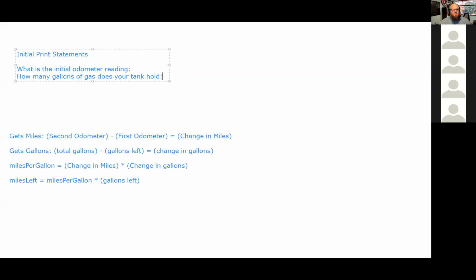Second reading minus first gets gallons, I assume that's gallons used. Yeah, total gallons minus gallons left. Miles per gallon is the change in miles times the change in gallons. Well, the change in gallons is 1. Let's pretend the change in gallons was 2.